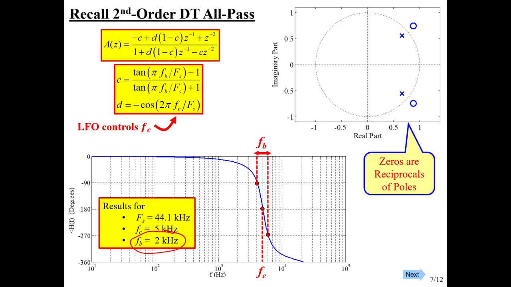So remember, FB was set by the minus 90 to the minus 270. And the FC is set where it's minus 180. Those were the conditions for the second order. They were a little different for the first order. So there's a plot of that. So as our LFO changes FC, this thing is going to sweep back and forth. This phase curve, the whole curve will change as the LFO changes that. So you'll see at different frequencies, the amount of phase that we get will be changing with time.